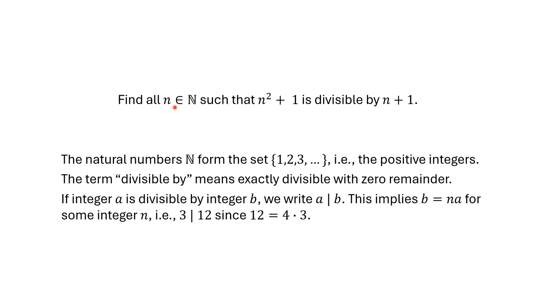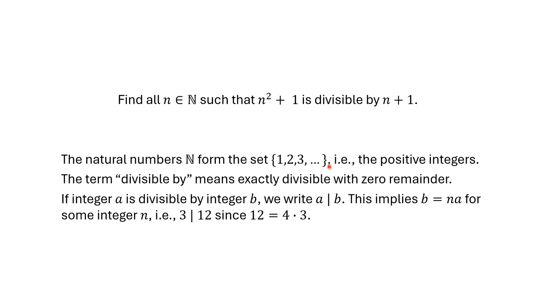This is relatively easy. They get harder as we go along. Find all n in N here. This means natural numbers. So I defined that down here. They're the numbers 1, 2, 3, basically the counting numbers. So find all natural numbers such that n squared plus 1 is divisible by n plus 1.